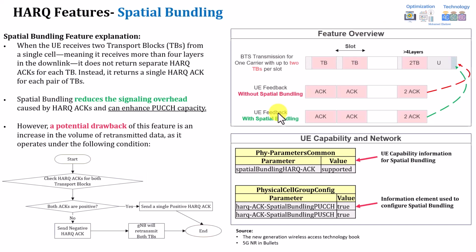Actually, this is an additional feature which can also be very good for PUCCH capacity improvement. This is a very good one called spatial bundling, as you can see here. The main idea of that part, if you remember in the previous example of two transport blocks, is that the user sends two different acknowledgements, right?